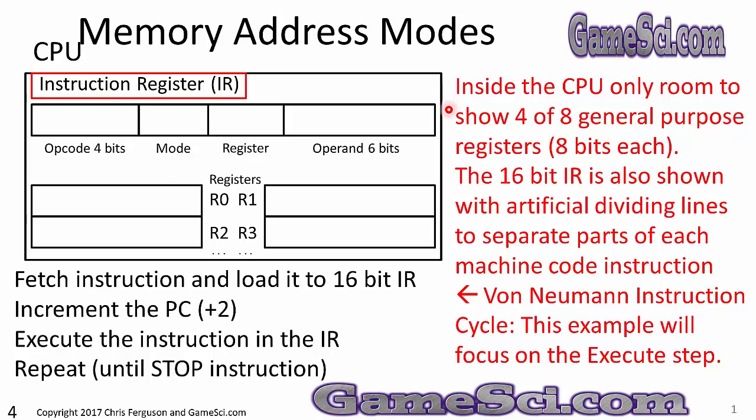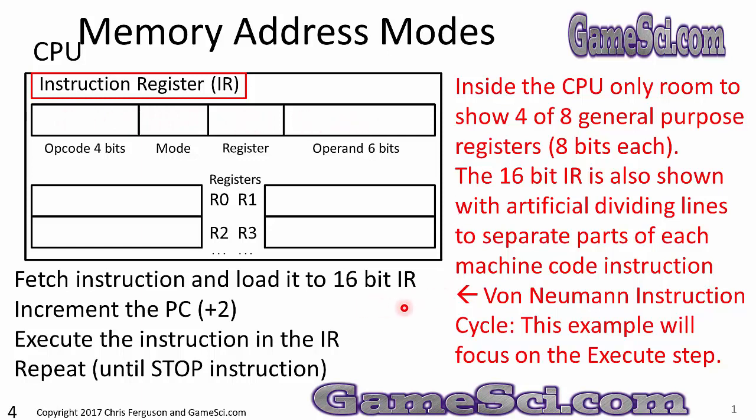Inside the CPU, we only have room to show 4 of the 8 general purpose registers, which are going to be 8 bits each. I wish I had more room here to show 8 registers, but we don't. We only have room to show 4, and the dots indicate we have 4 more general purpose registers. The 16-bit IR is also shown with artificial dividing lines to separate each part of the machine code instructions. Just to remind you, I put these lines in here to say this is the opcode, this is the mode, this is the register, this is the operand.